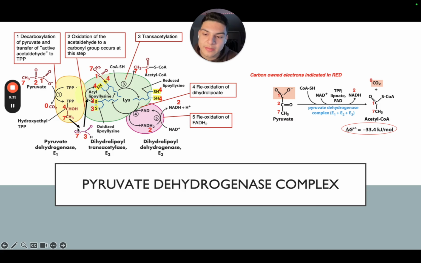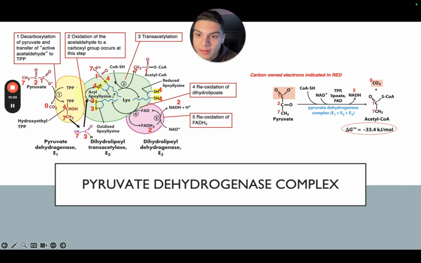And it's going to basically, again, reduce pyruvate, because as you can see, we have 2 electrons being owned by carbon, but then it turns into 3. So it's technically being reduced. And then from there, what's going to end up happening is we're going to oxidize this acetaldehyde by attaching it to that lipoic acid from E2. E2 contains our acyl lipoyllysine, or we're going to form this acyl lipoyllysine because of this oxidized lipoyllysine that's going to attach itself to the acetaldehyde.